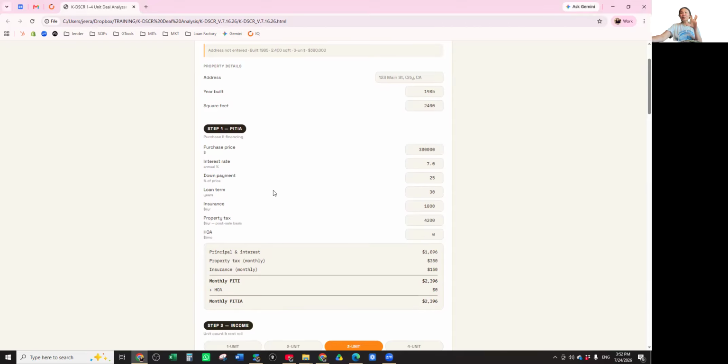The first thing you want to know to do a DSCR deal is what your mortgage payment is and then what your income is. That's how you find out what the DSCR ratio is. So first, what would the mortgage payment be? Let's say you put in a $380,000 purchase price, interest is 7%.